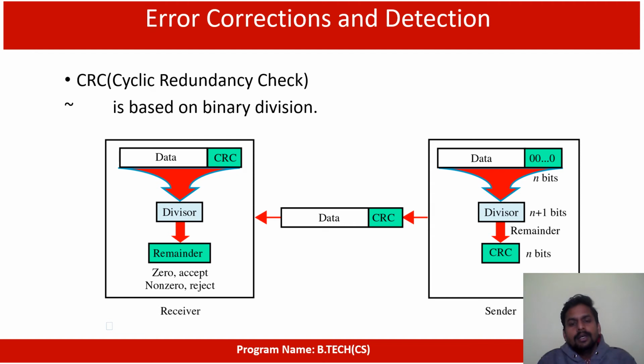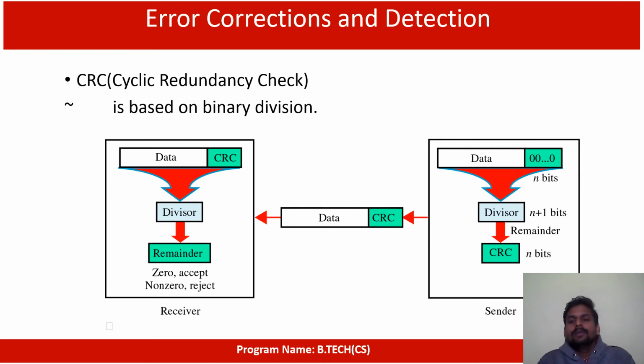Along with that CRC, the data will be forwarded to the destination machine, that means the receiver side. The receiver will remove the CRC and again get the data. And how will they understand that the received information is right? We are forwarding this data with the CRC, and in this method we are following binary division operations.